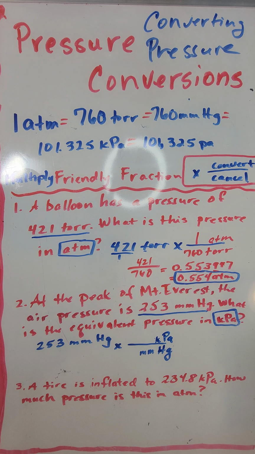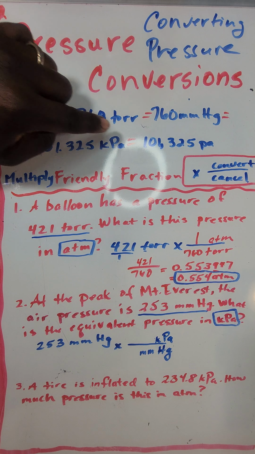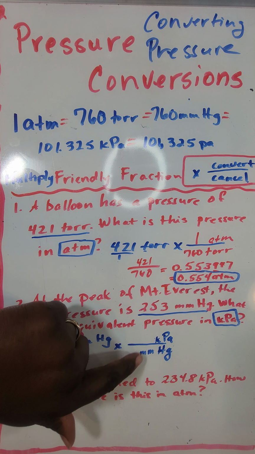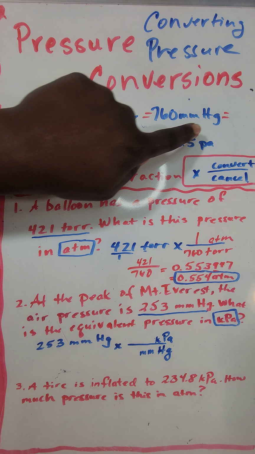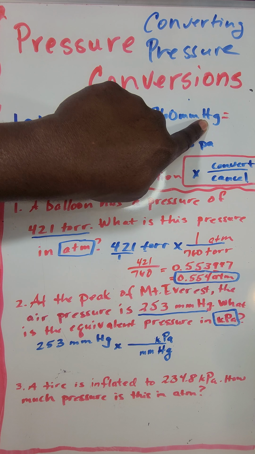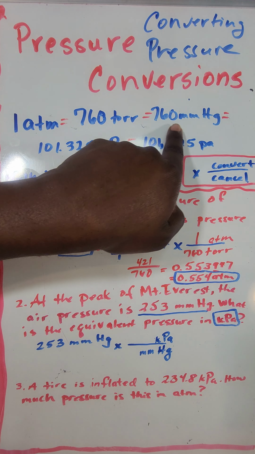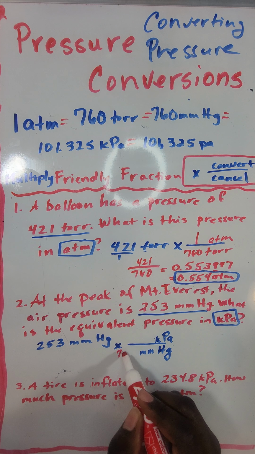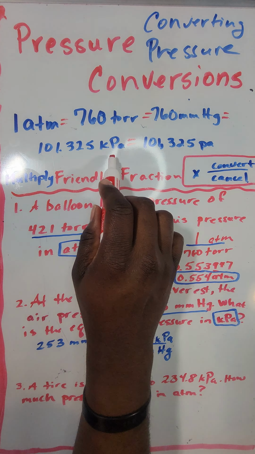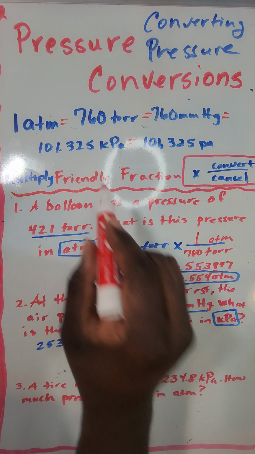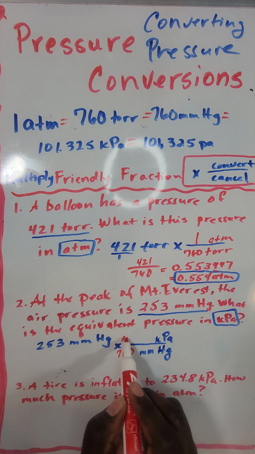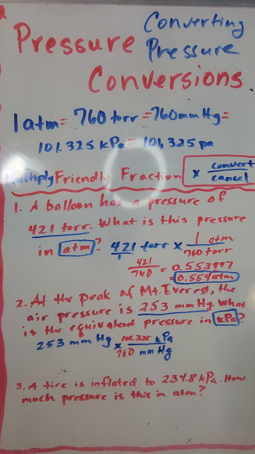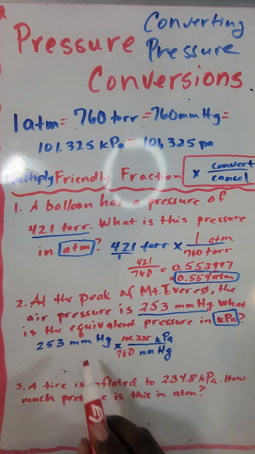All right, so now we got to go back up to our equivalences, our conversion factors, and just match the numbers. So when I go see millimeters of mercury, that's 760, so we're going to put 760 here. And then when we go find kPa, that's 101.325. So we're going to put 101.325 right there.